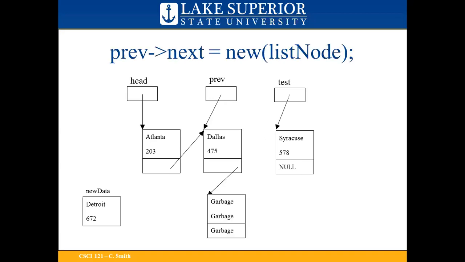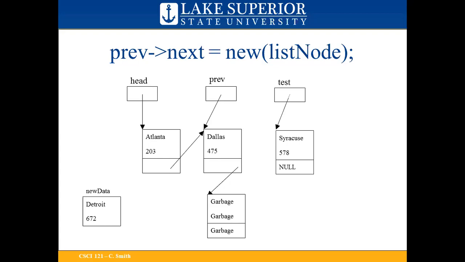So we're going to allocate some space. Previous arrow next equals new list node. So this breaks previous arrow next pointing at Syracuse, but that's okay because test is pointing at Syracuse as well. So we haven't lost anything. We didn't lose memory. We didn't leak memory, okay?